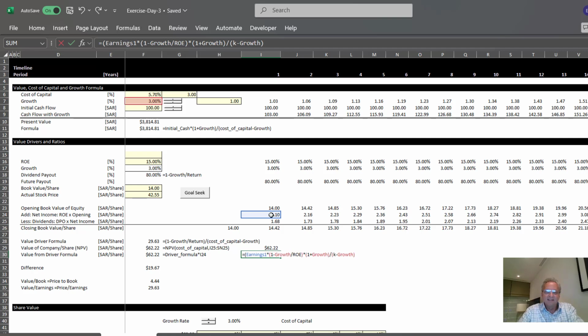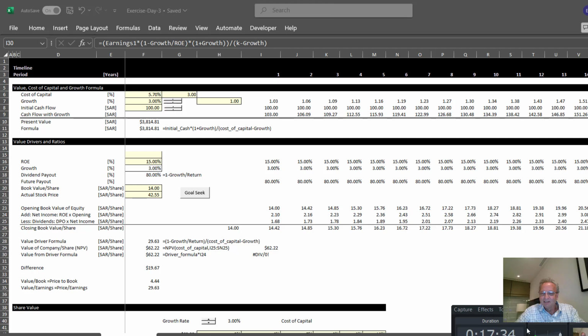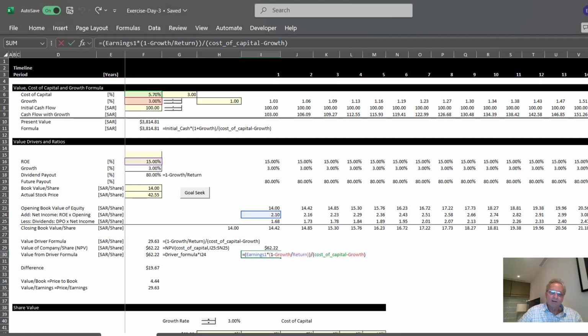K minus growth. Just a minute. Sorry about that. Maybe I got K wrong. Okay, I just had range names wrong. How embarrassing. I used return and cost of capital, not ROE and K. I used that somewhere else.